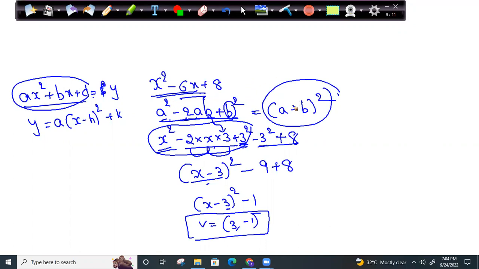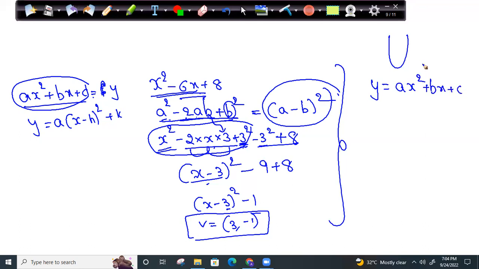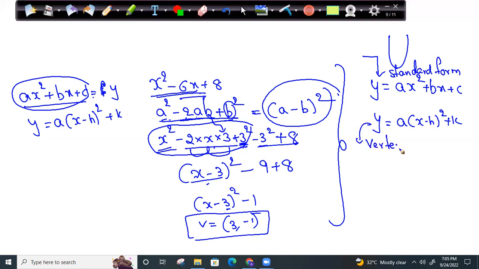Why I'm explaining this method, you'll understand now. There are three different forms for a parabola. I can write it as y is equal to ax square plus bx plus c. This is called the standard form. I can also write it as y is equal to a into x minus h whole square plus k. This is called the vertex form. I can also write this as y is equal to a into x minus p into x minus q. This is called the X-Intercept form.